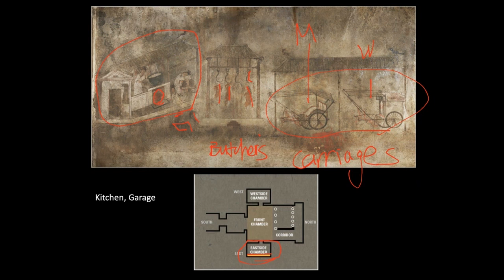So this is the idea that this life should be continued in the afterlife. The owner couple should be provided with meals and other comforts. And in order to live, the most important element is food. So they put the kitchen, and then the killed animals, and then their large carriages.